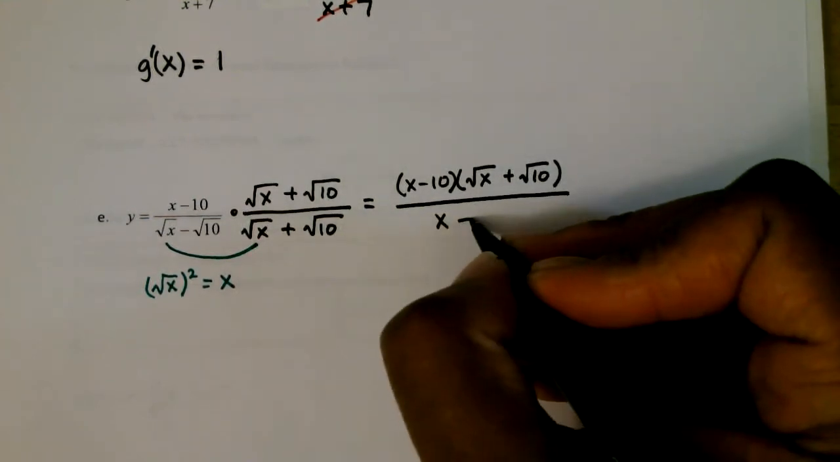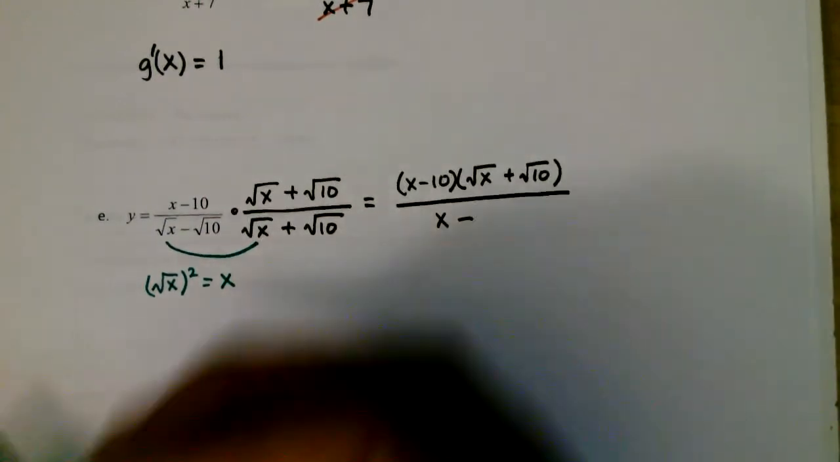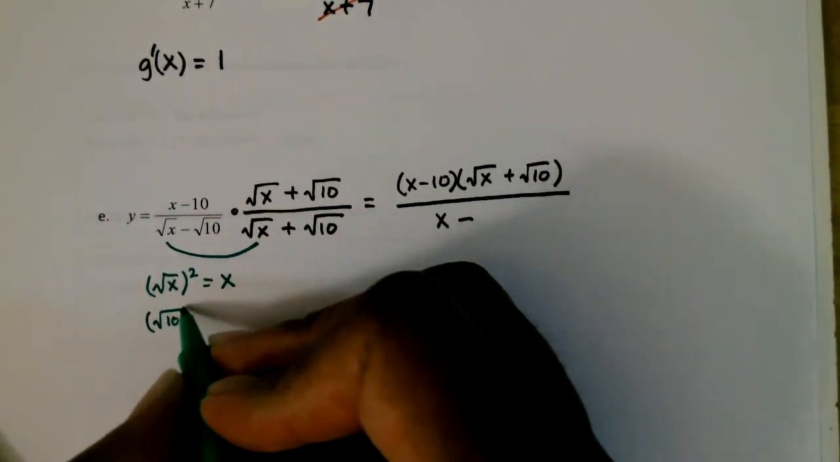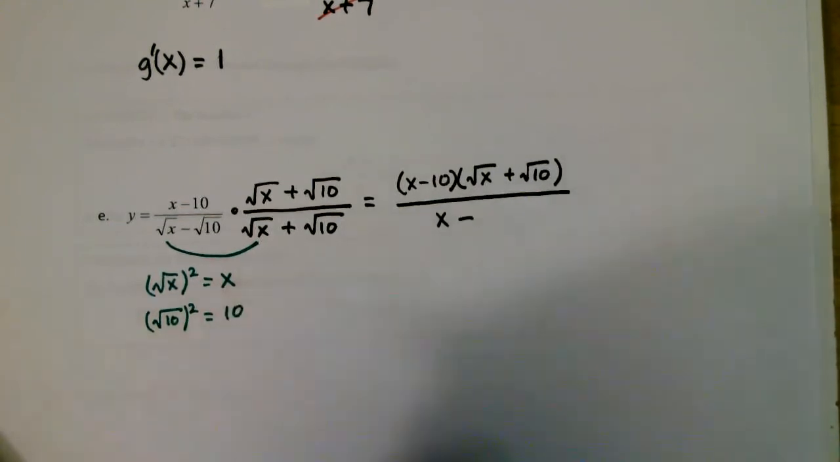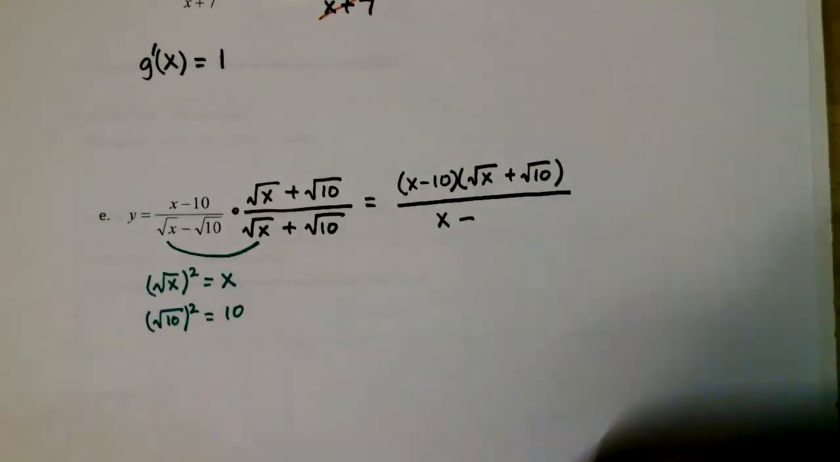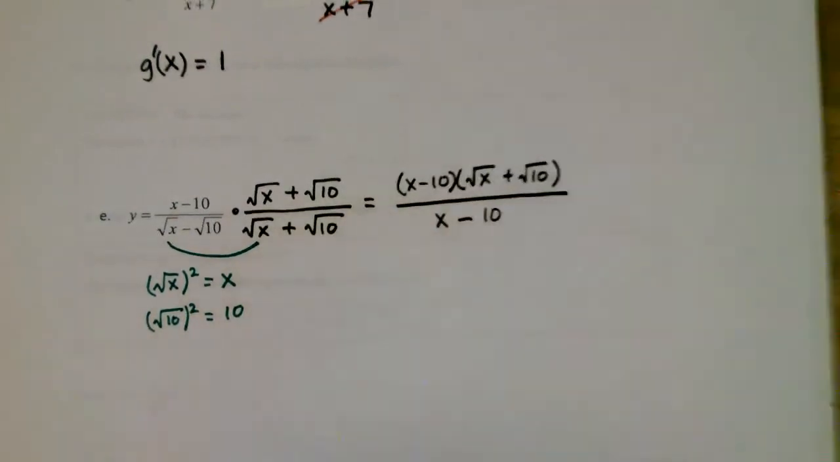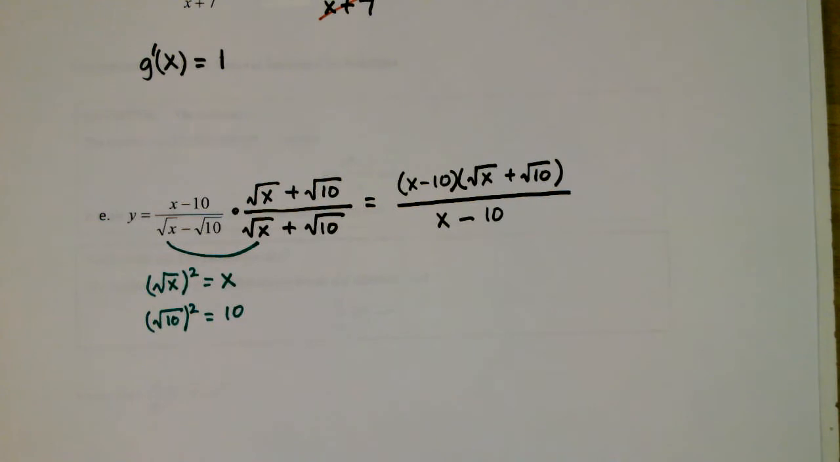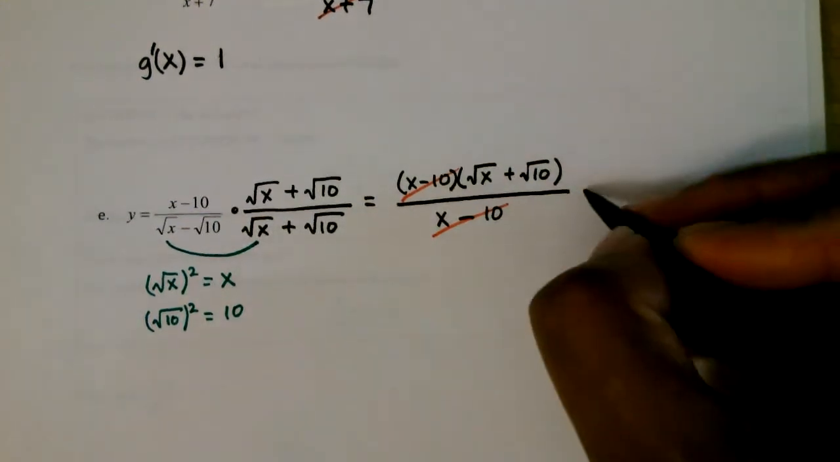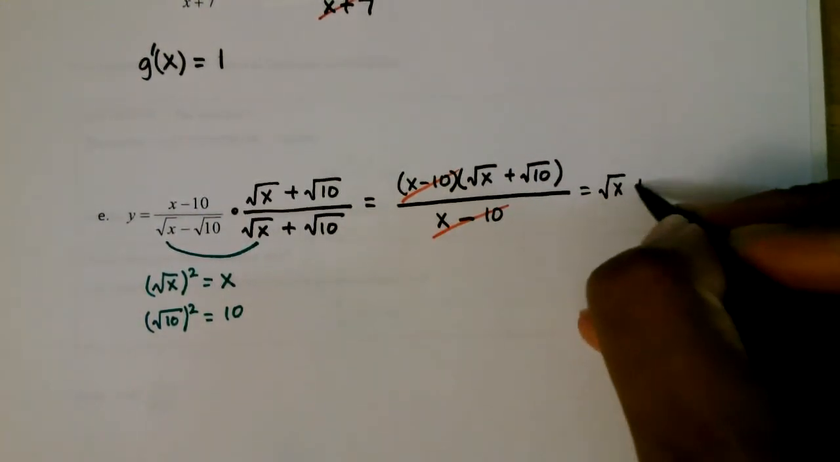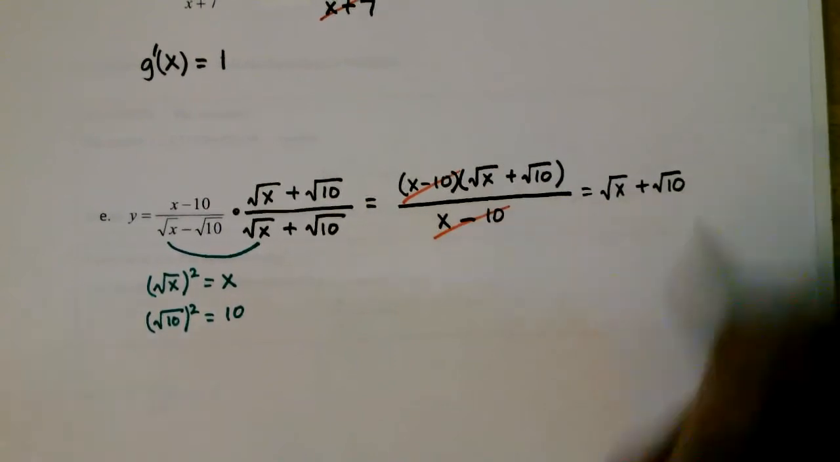And it's always going to be a minus the square root of 10 times itself. Or the square root of 10, and you square it will be 10. Because for the same reason, squaring the square root eliminates the square root. So simplified, I get x minus 10 times the square root of x plus the square root of 10, all divided by x minus 10. And now let's divide out some common factors here. That x minus 10, that's gone. I'm left with the square root of x plus the square root of 10.